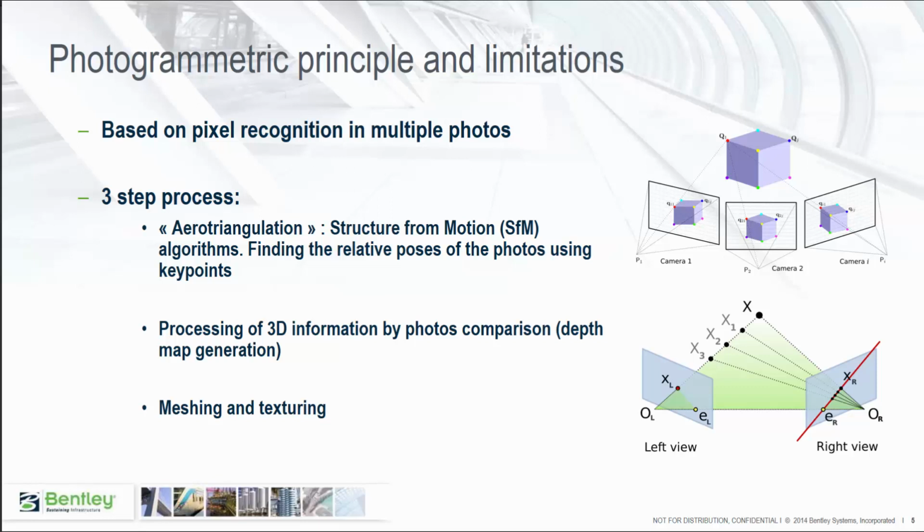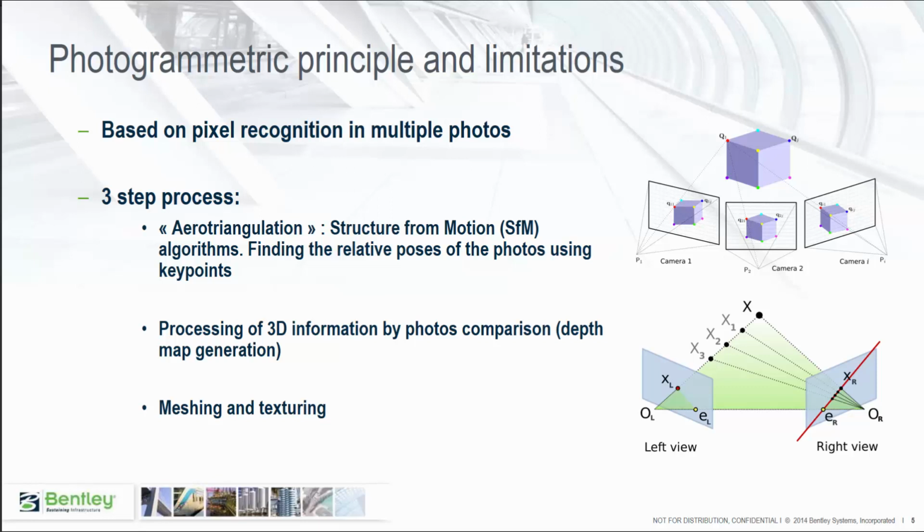To do so, ContextCapture scans each photo to detect points of interest. We call them key points, and try to find corresponding points in the other images. When key points are linked from one photo to another, it generates a tie point. From tie points and a structure from motion algorithm, we are able to align the photos together.